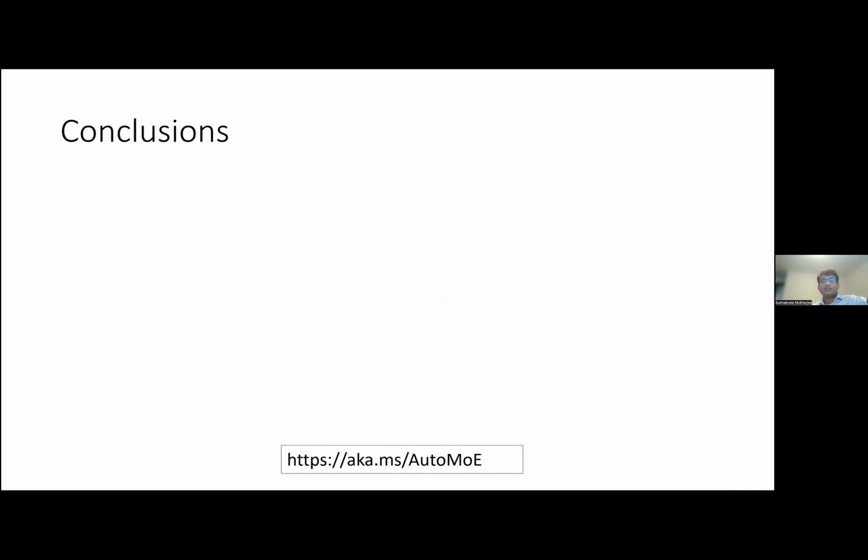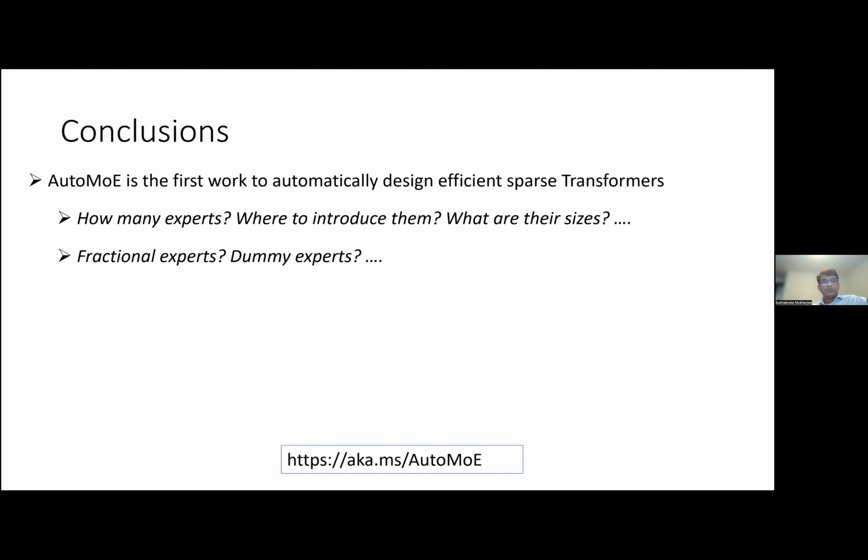Okay, that brings me to my last slide. AutoMoE is the first work where we can principally design efficient sparse subnetworks, which answers all the different questions, like how many experts, where you can introduce them, their different sizes, and so on. I haven't talked so much about dummy experts. The idea behind dummy experts is that you can have an identity function. You need not have a full FFN transformation applied to every token. If there are some easy tokens, then it can skip the computation. And we actually found some evidence of dummy experts helping to reduce the flops with limited regression in latency.